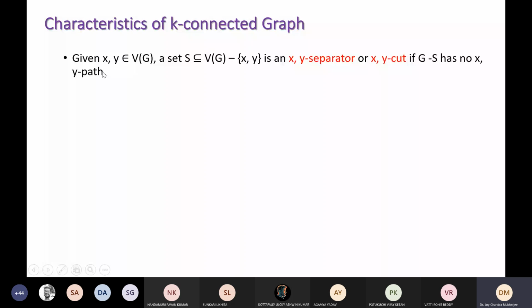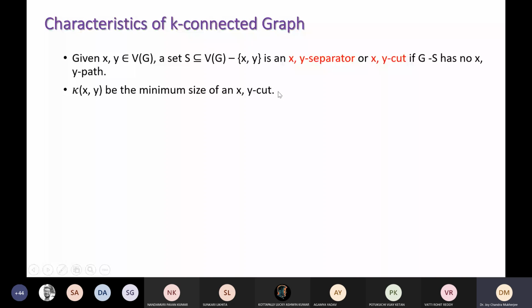So basically you are taking two vertices in a graph and you say, what is an XY separator? A subset of vertices in the graph which separates X and Y. Now the minimum size of this set, so V(G) minus {X, Y}, there can be different options for choosing the S. The minimum size of this set is called the minimum XY separator, and this can be represented by kappa XY. So kappa XY denotes the minimum size of an XY cut.